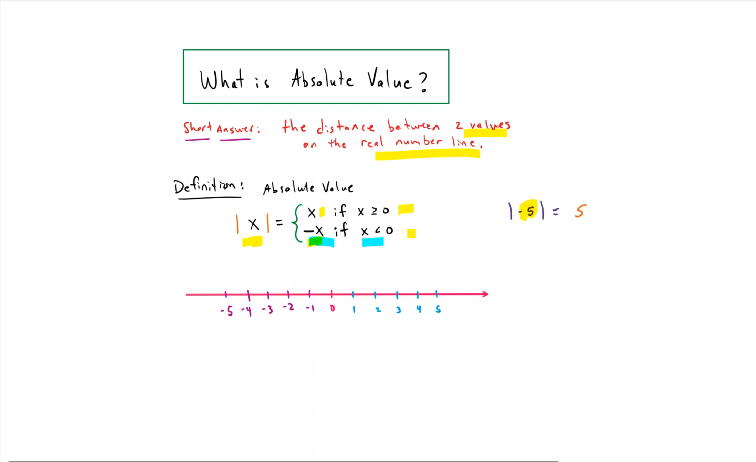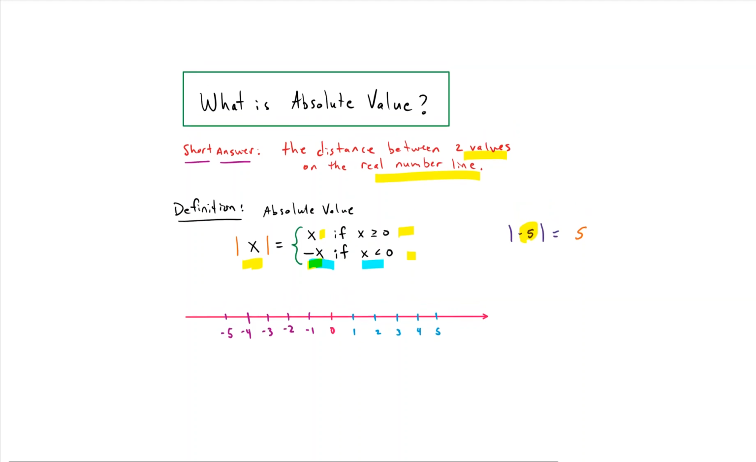So how does that tell you distance? Is it super intuitive to you? I don't think it's super intuitive. But once I explain it, you're going to be like, yeah, sure, that's totally distance. So if we think of this, the absolute value of -5 is really asking you how far is -5 from 0.